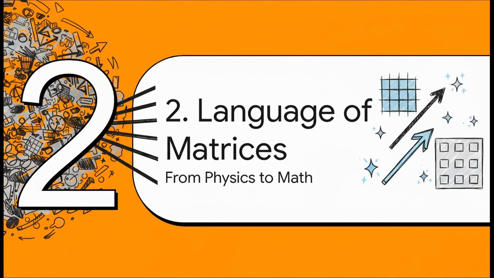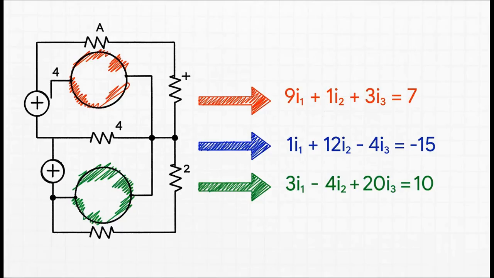Okay, now this is where things get really cool. We can take that physical law and use it to translate our messy, real-world circuit into the clean, powerful language of math. This is where the magic really starts to happen. So what does that look like?